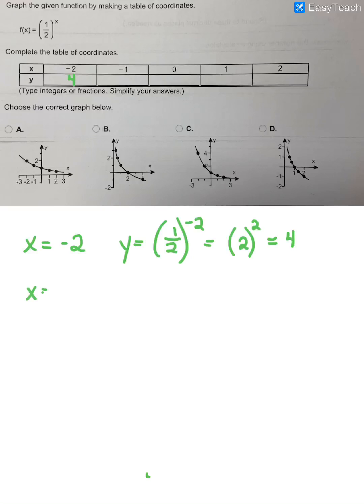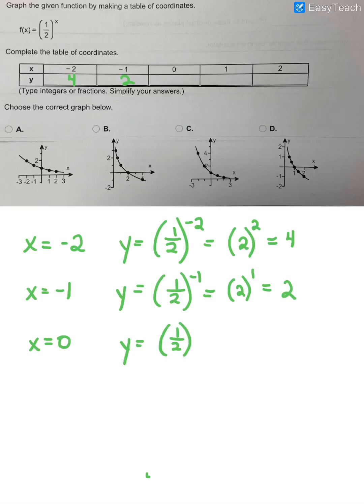When x is equal to -1, my y value is going to be the base of 1/2 raised to the -1st. So again, that negative power will flip the base over. So it becomes 2 again. Now it's to the positive first. 2 to the 1st is 2. When my x is 0, y is going to be my base of 1/2 raised to the 0 power. So a base to a 0 power is 1. When my x is 1, my y is going to be 1/2 raised to the 1st. So that's simply 1/2.